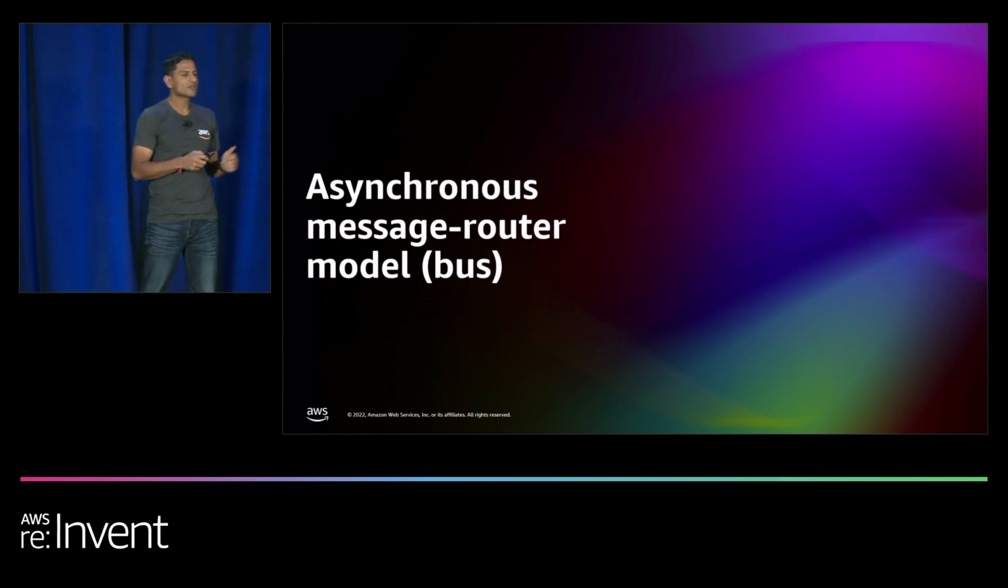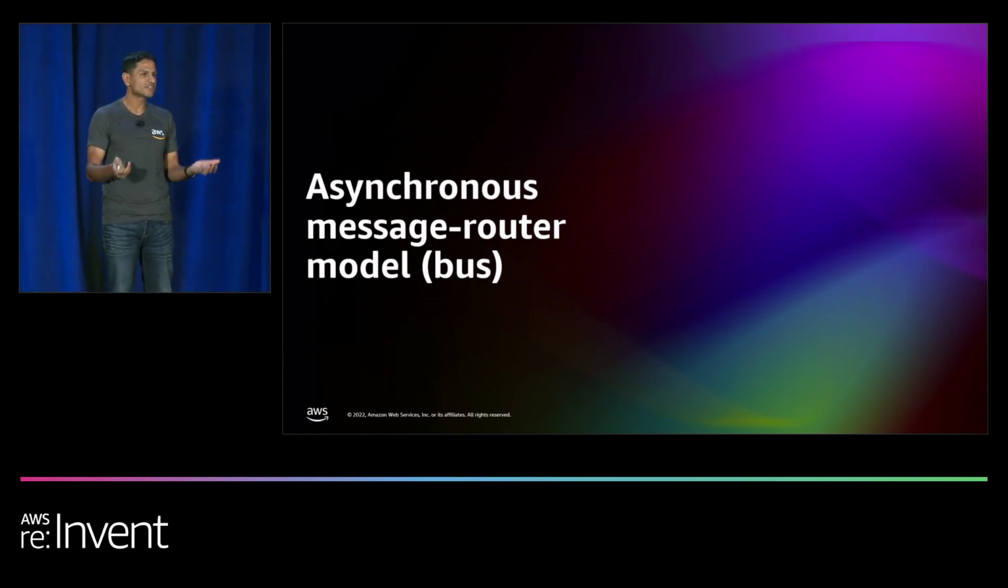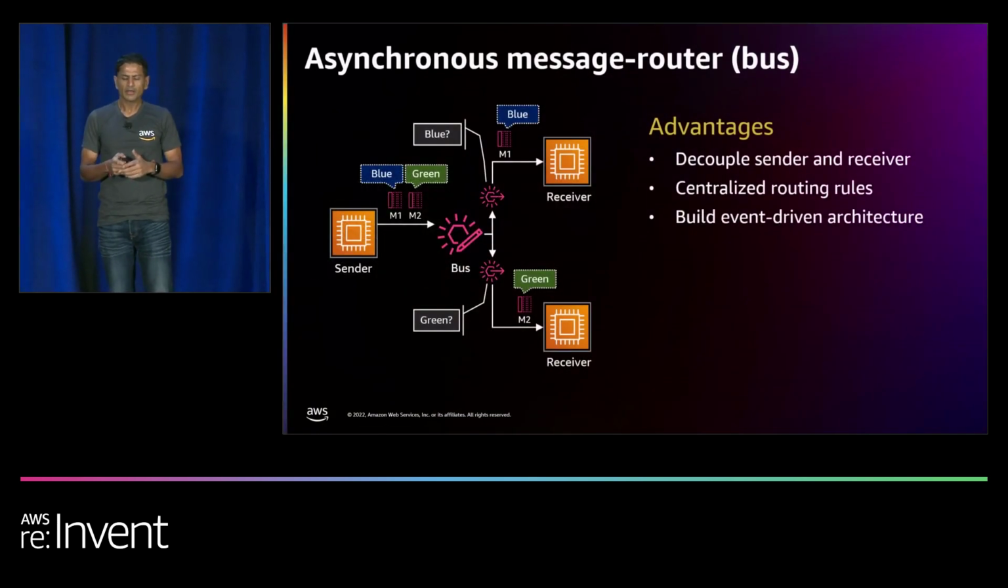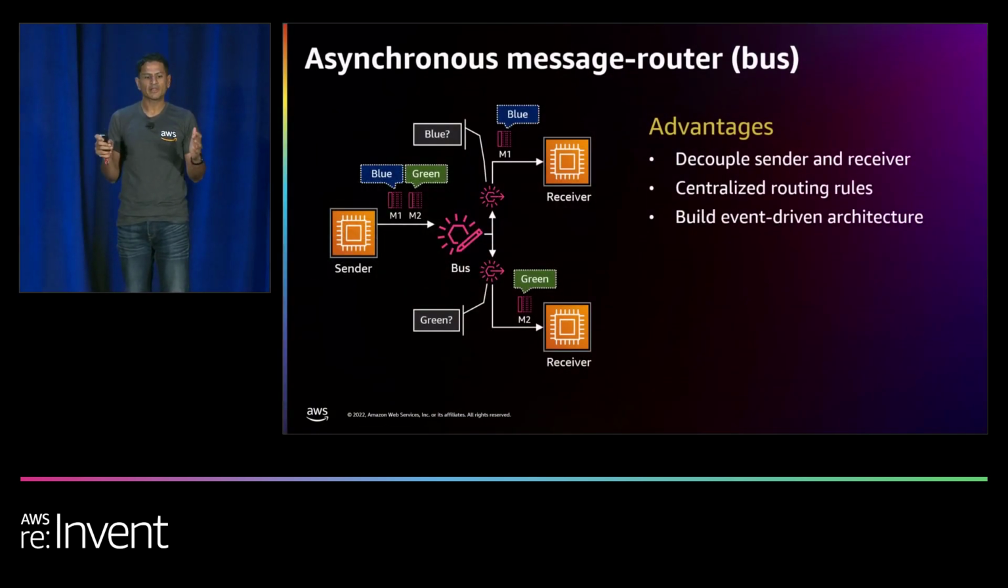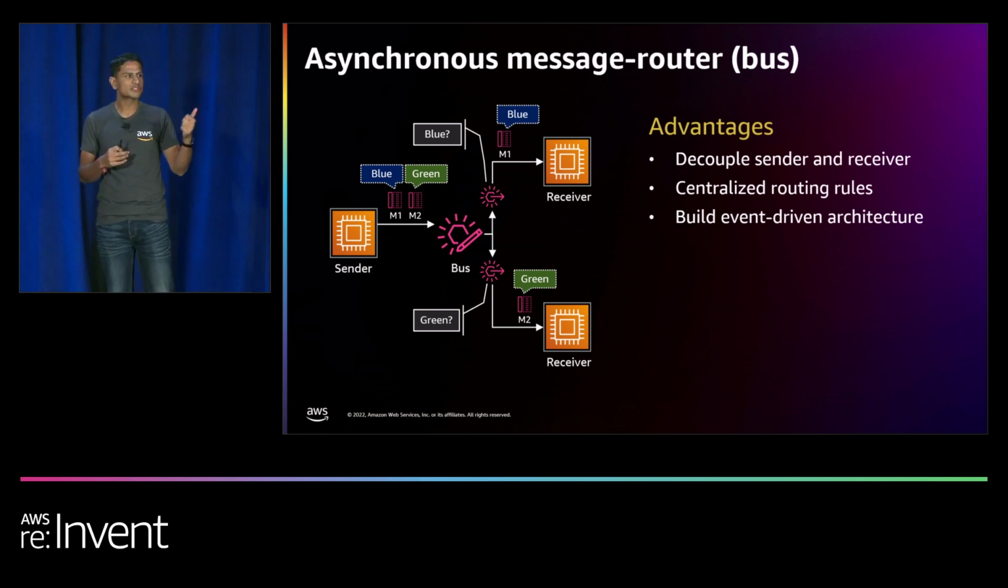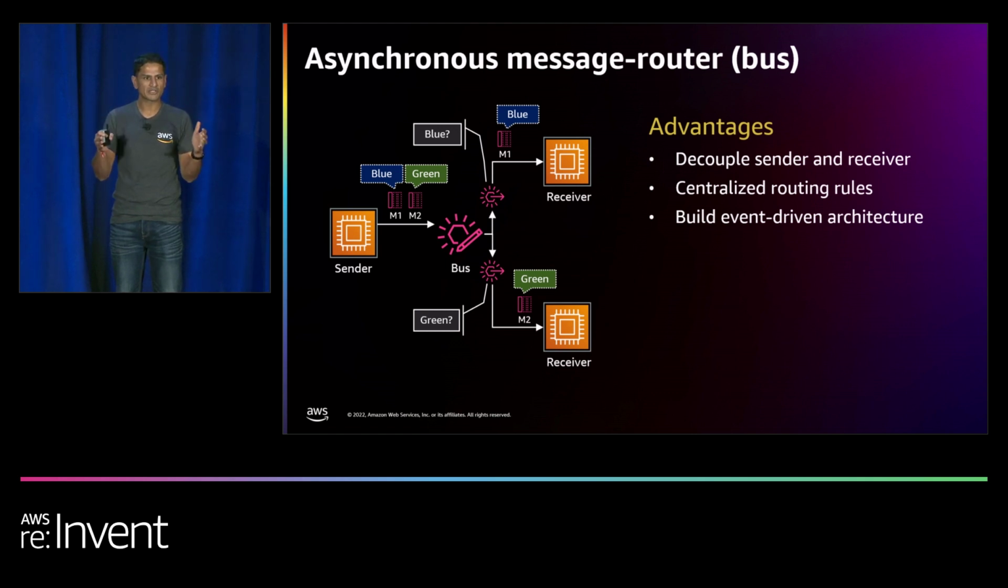So the next messaging pattern that we're going to talk about is called message router or bus. Now this pattern is primarily used to build event-driven applications. Over the last 10 years, we have seen an increased adoption of event-driven applications. Now, within this architecture, there are three primary actors: an event producer, which is depicted as a sender, an event bus that acts as an orchestrator to perform your rules processing, and an event receiver.